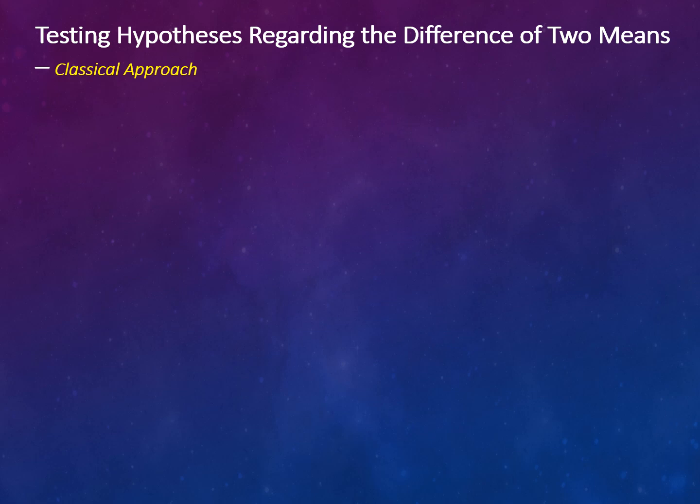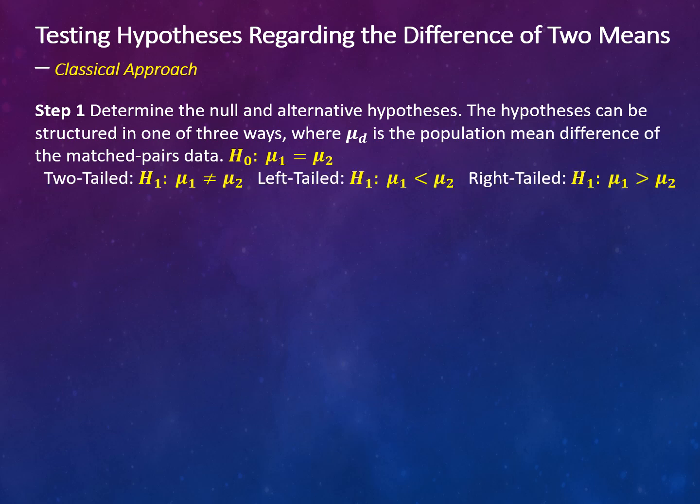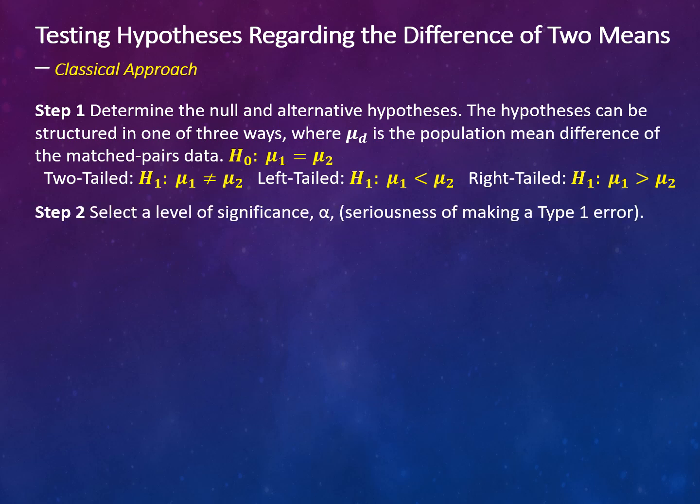First, let's look at the classical approach, and this should look very familiar. Step one is, of course, to determine the null and alternative hypotheses. Here, the null hypothesis is that the average from the first population is equal to the average from the second population. And of course, the three different alternatives are that those means are not equal, two-tailed; one mean is less than the other, left-tailed; or greater than, for the right-tailed.